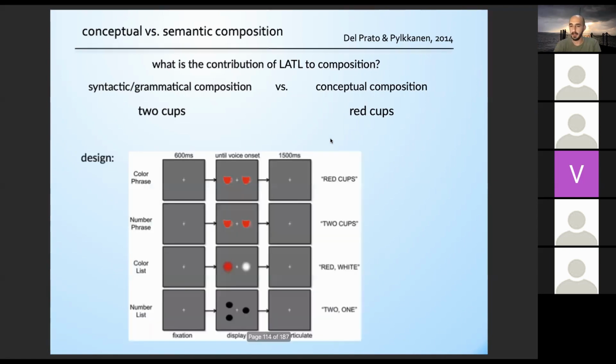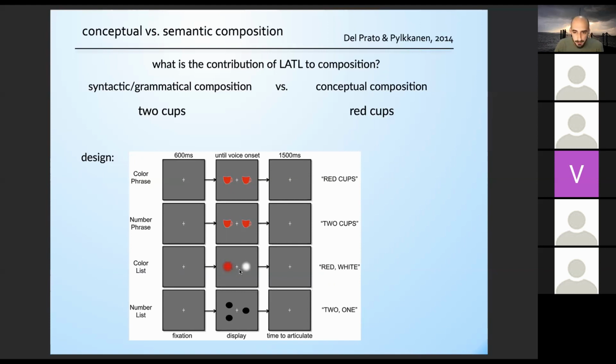So here's their experiment. So they had either a color phase or a number phase, right? So the stuff that people saw was exactly the same. They would see two red cups, right? And in one condition, they had to name the color. So all they had to do was to name the color and the object of what they would see. So they would see this, they would have to say red cups. In the number phase, they had to name the number, to produce the number, okay? So they would see this, they would have to say two cups.